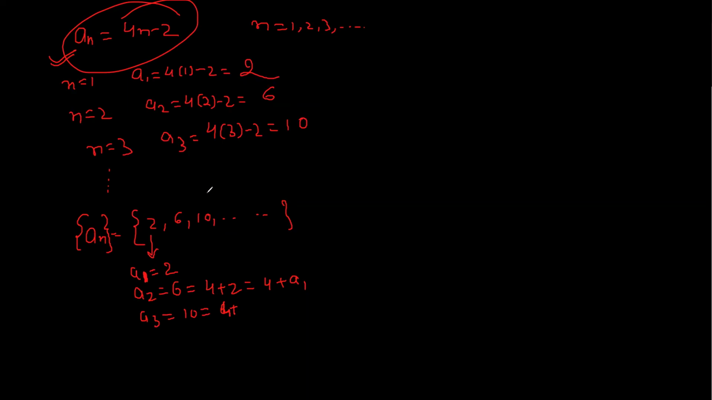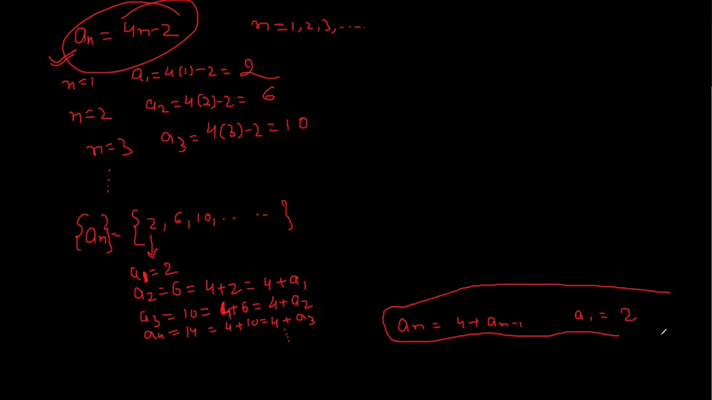Same thing, but you are going to make a recursive relation. 4 plus 6. 4 is what? 4. 6 is what? a2. a4 will be what? 4 plus 10. What is 4? 4 is the constant 4. 10 is a3. And so on. So in general, what are you getting? Very good. And always write a1 is 2. This is your recursive relation. Why? Because a_n is given on both sides.